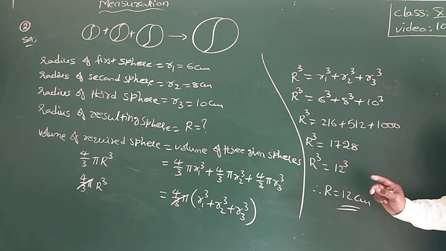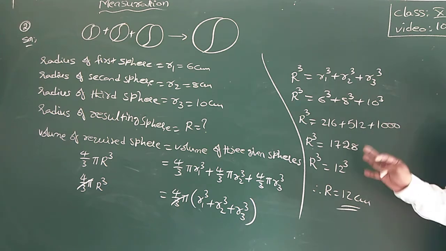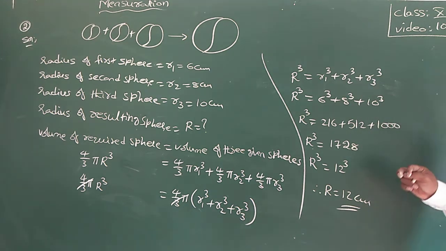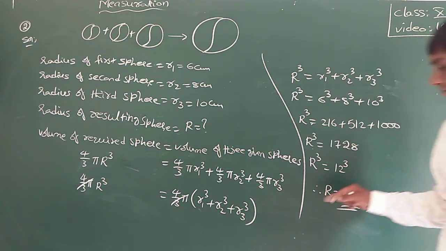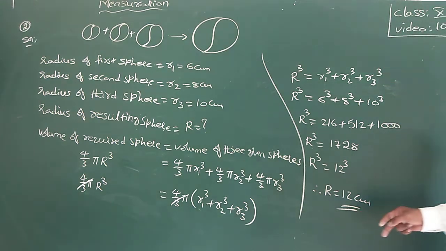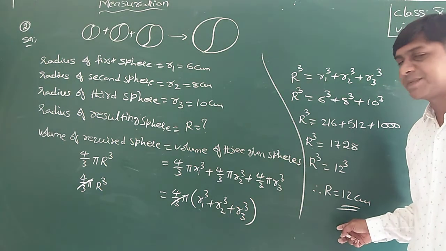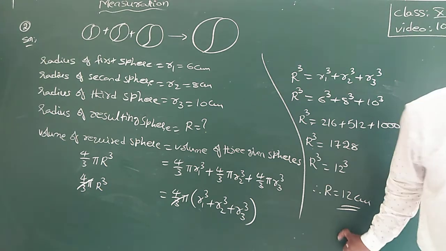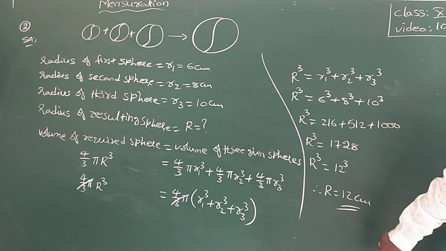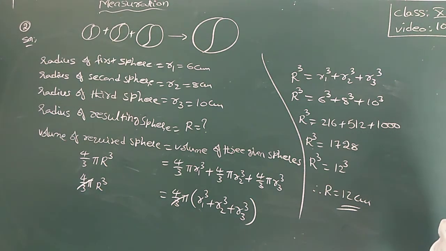For every problem, conclusion is a must. Whether I write or not, you must write the conclusion as per your question. What is that? Final conclusion is: required sphere radius is equal to 12 centimeters.